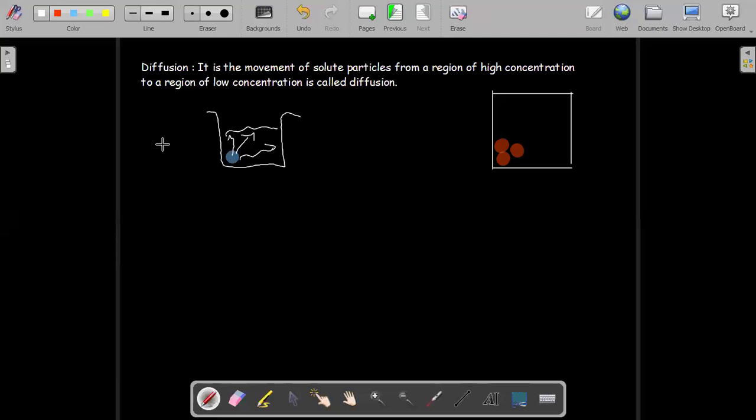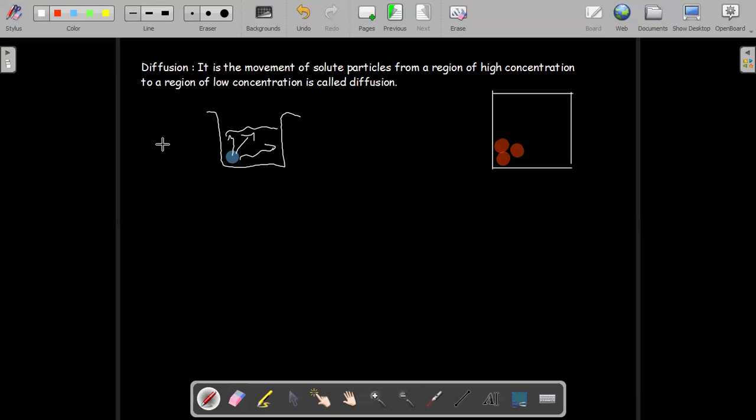Everyone is clear about diffusion? Yes, sir. Okay, which particles are moving in the diffusion process, solute particles or solvent particles? Solute particles. From where are they moving? From higher concentration to lower concentration.